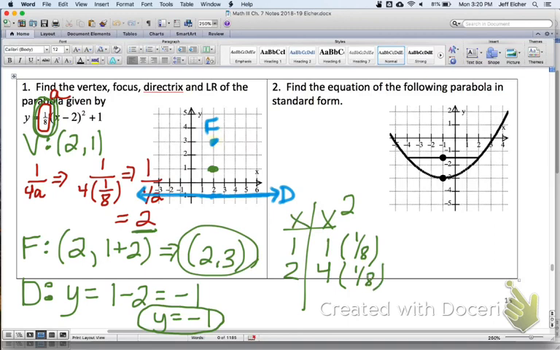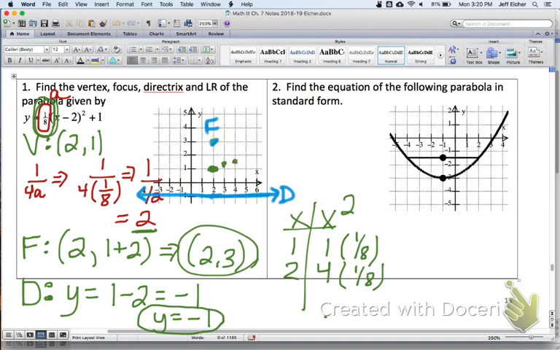So that would be, we would go right 1 up an eighth, which isn't very much. And then right 2 up a half, right 2 up a half. That's not very much either. Like right about there now.